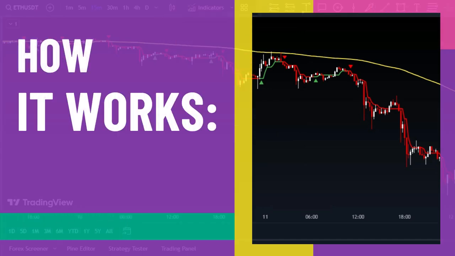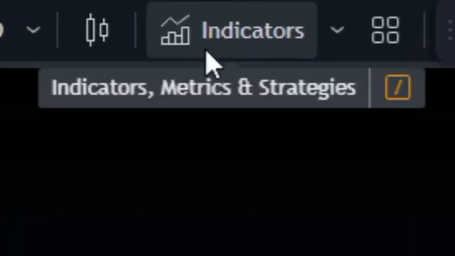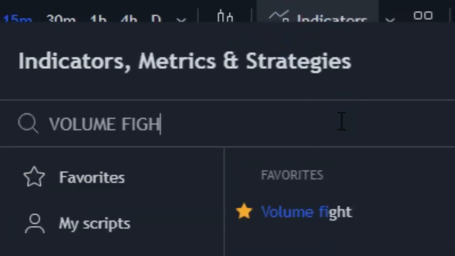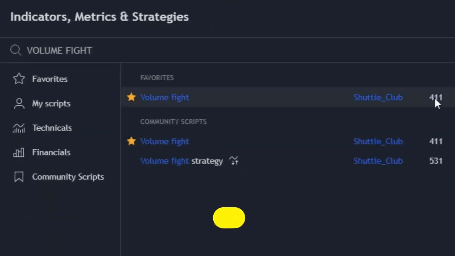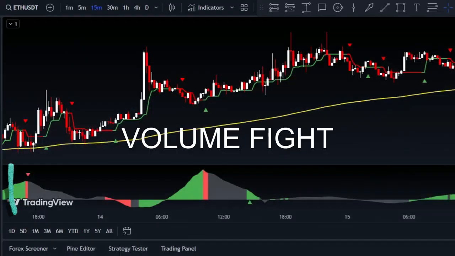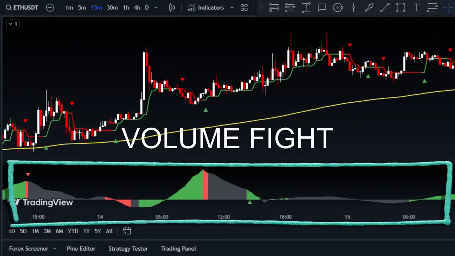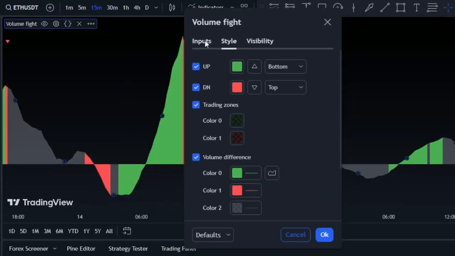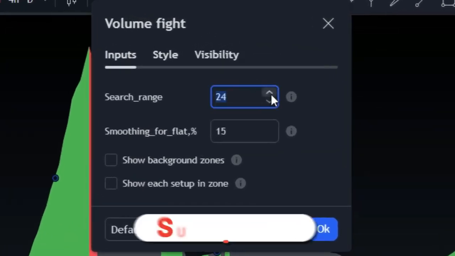Now let's take it up a notch and ensure your strategy shines even when the market is in sideways mode. Head back to the indicator section on the TradingView website and introduce the Volume Fight indicator to your toolkit. Remember, once it's part of your strategy, we'll fine-tune its settings to maximize its effectiveness.